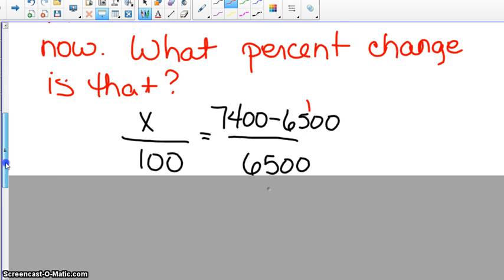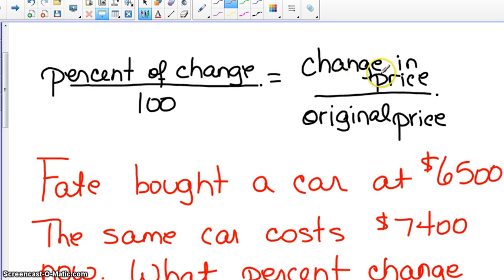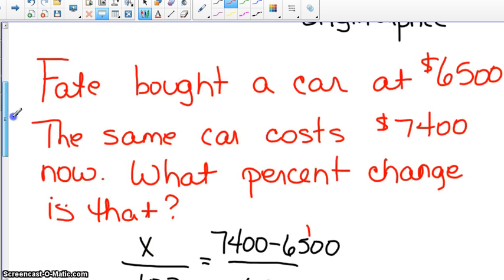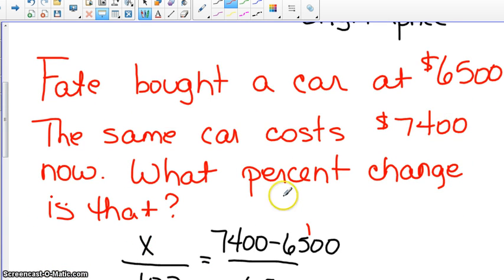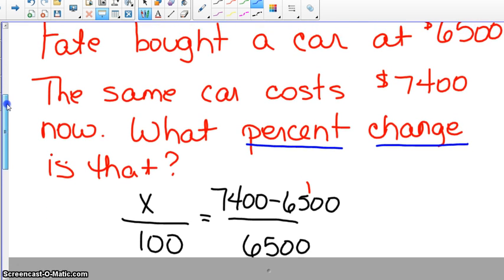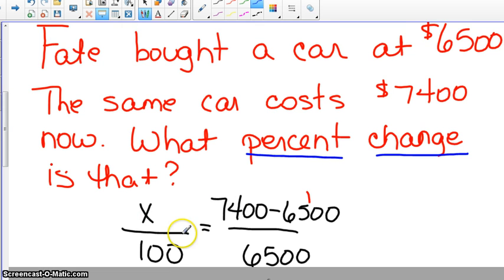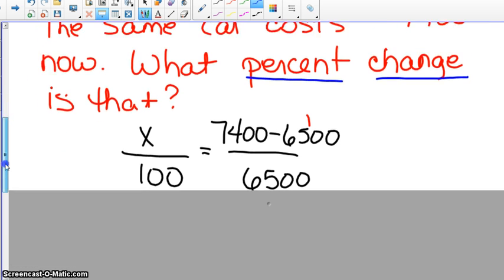So remember from the formula that it's change in price. Okay? So not the new price, but the change in price. If you want to find the percent change, that's what they're asking for here, okay? Percent change, that's a big deal. So the percent change would be X here. The original price was $6,500, all right? And the change in price we'd have to get from subtracting what it is now from what it was.